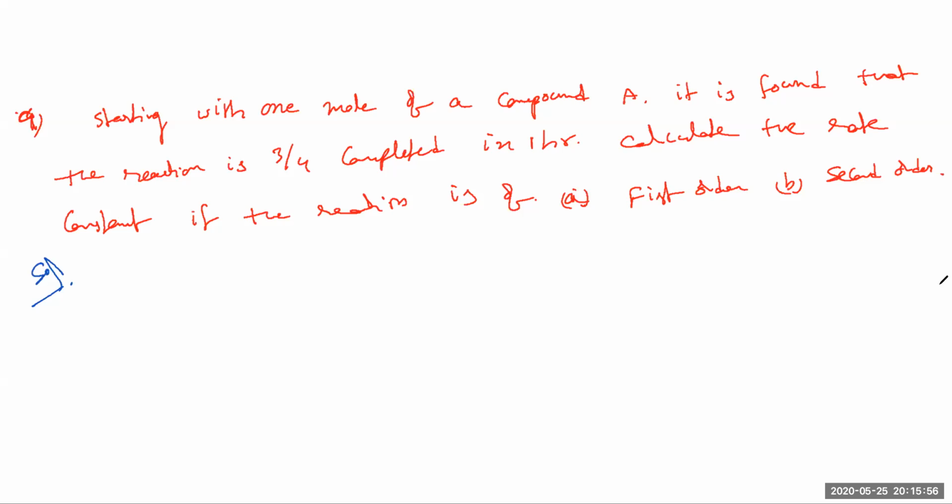What is the answer? You know, A is equal to 1 mole, X is equal to 3/4 moles, and time is equal to 1 hour. So you know the first order rate constant equation and the second order rate constant equation, and calculate. Tell me the answer now.